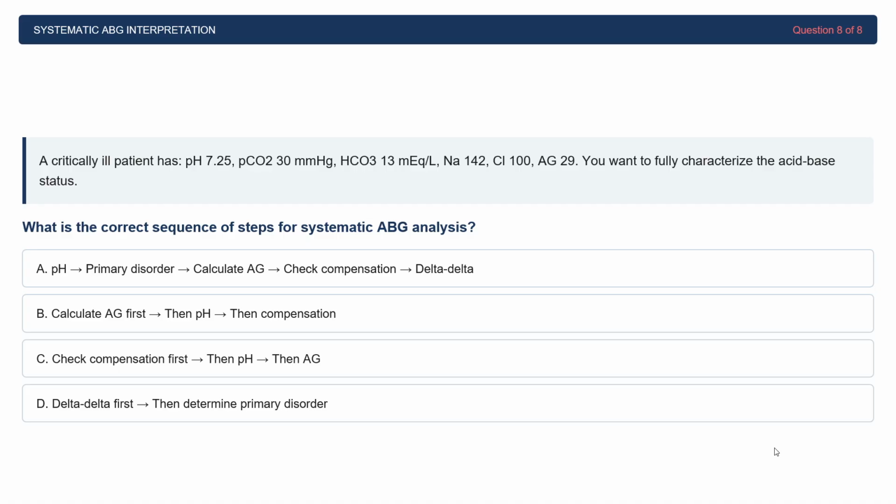Your options are A. First check pH, then identify primary disorder, then calculate an anion gap, then check for compensation, then check delta delta. Option B, calculate an anion gap first, then pH, then compensation. Option C, check compensation first, then pH, then an anion gap. Option D, check delta delta first and then determine primary disorder.